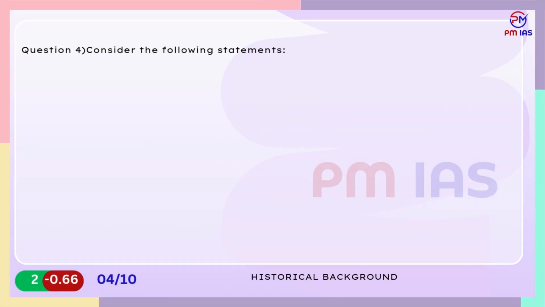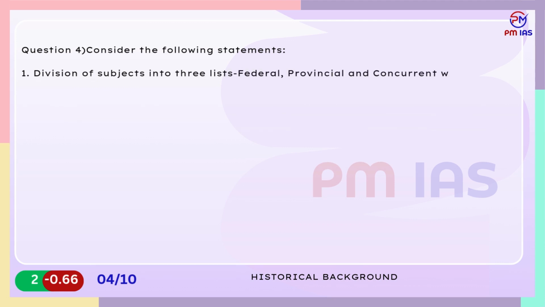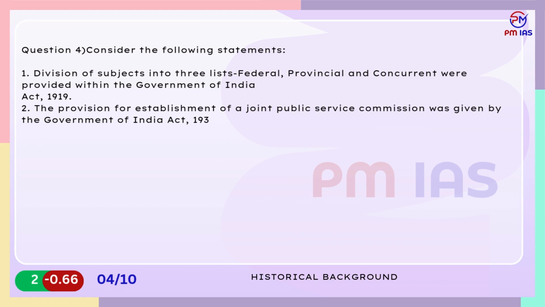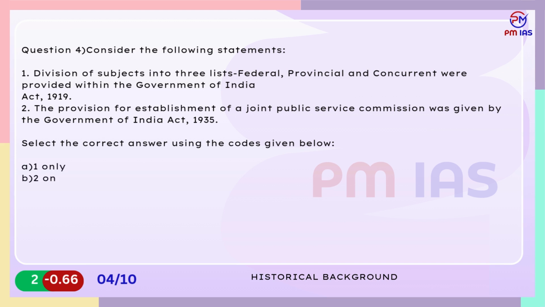Question 4. Consider the following statements. 1. Division of subjects into 3 lists: federal, provincial and concurrent were provided within the Government of India Act, 1919. 2. The provision for establishment of a Joint Public Service Commission was given by the Government of India Act, 1935. Select the correct answer using the codes given below. A. 1 only. B. 2 only. C. Both 1 and 2. D. Neither 1 nor 2.